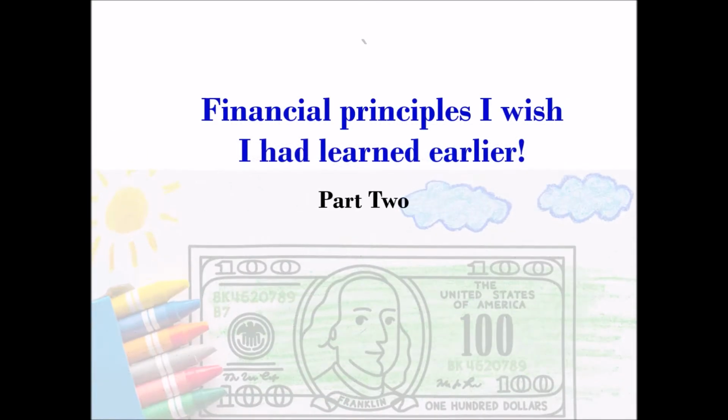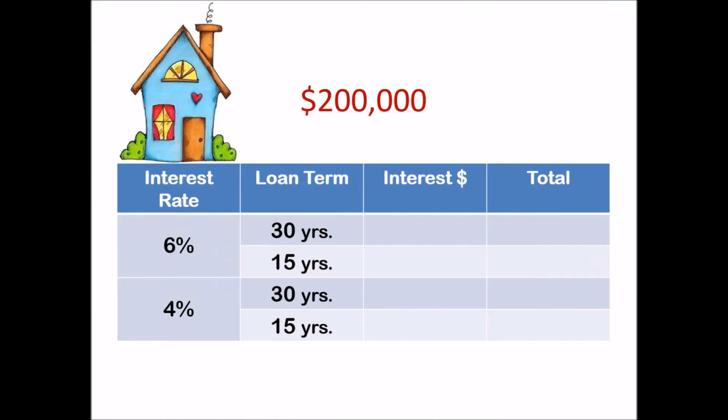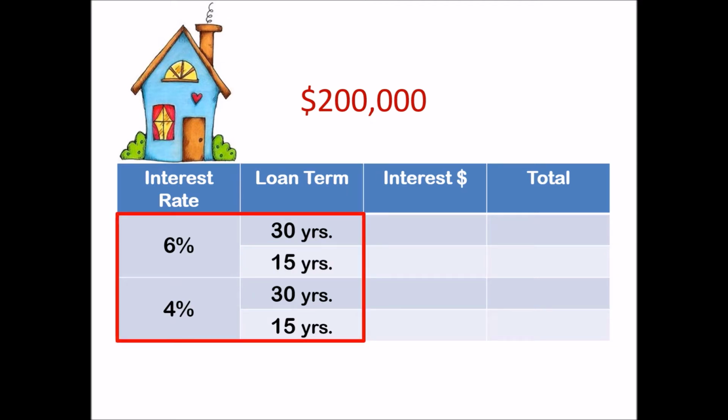Financial principles I wish I had learned earlier. Imagine you take out a loan for $200,000 to purchase your first home. The interest rate is the percentage of that loan you pay to the lender for the privilege of that loan, and its term is the duration of time.